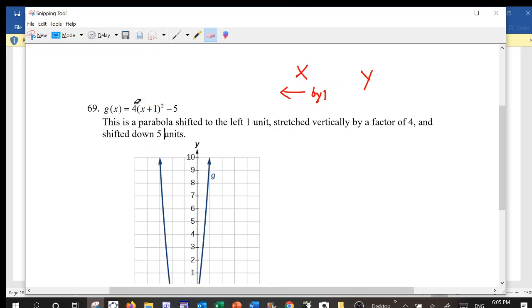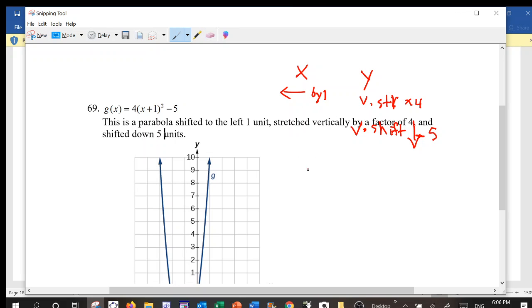First, you have to multiply by 4. So first is a vertical stretch, you multiply by 4. And then this is a vertical shift down, so minus 5. Right? Now, you have to do these in this order, but it doesn't matter in what order you do these, right? So this is only 1.